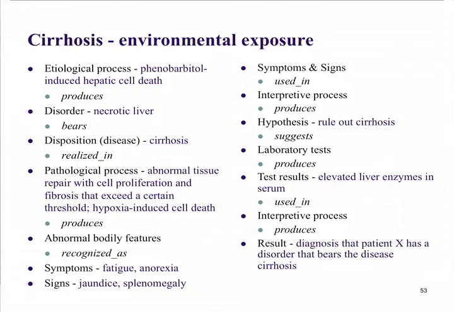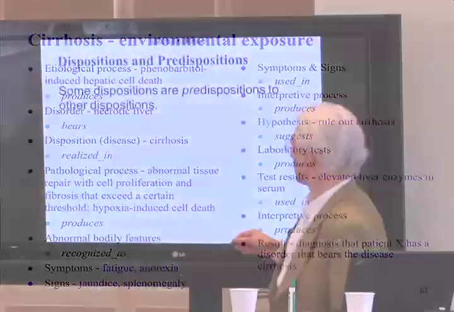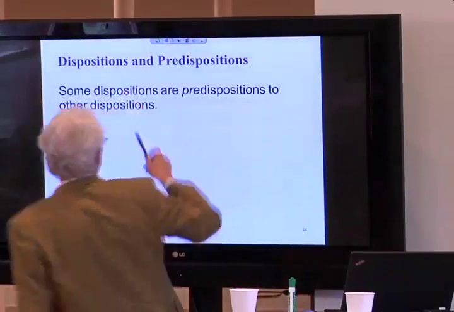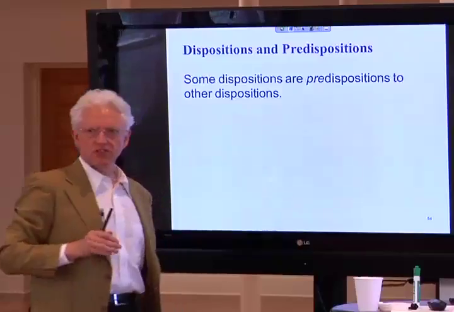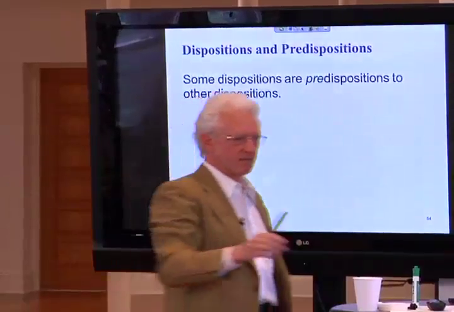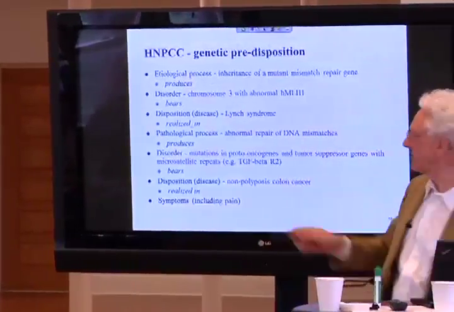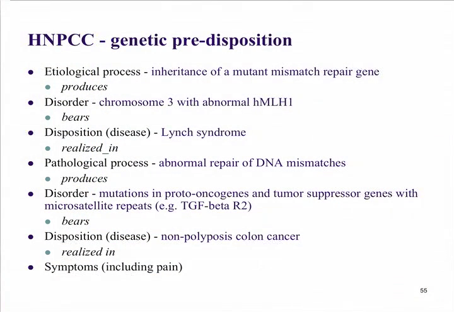The cirrhosis of the liver is a disease of environmental exposure. And so a disease is a disposition to have a certain disease course, but you may also have a predisposition to get a certain disease. So that would be something like HNPCC, which is a genetic predisposition to get colon cancer.